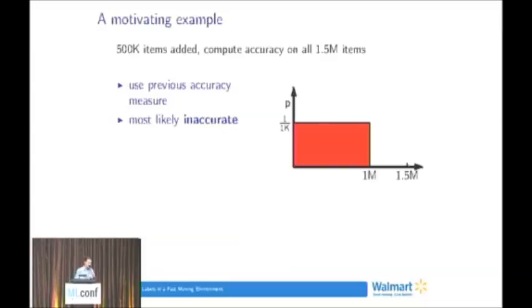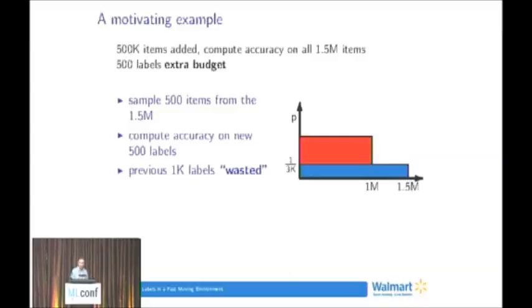So the next approach is this. Say we have an extra 500 labels budget, which means I can go out and sample 500 labels. So I'm going to do the same thing I did before: I use the 500 labels, sample uniformly at random. That's the blue box. So I'm sampling one item every 3,000 because I have a budget of 500. Again, it's done uniformly at random, so that blue box is lower than the red one before. Then I take just the new 500 labels, compute the accuracy, and that's my number. And that's correct, except that the previous 1,000 labels are sort of wasted. I didn't use them this time around.